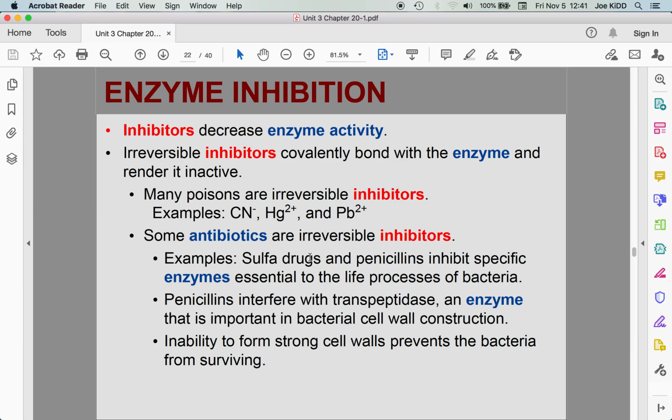So when someone experiences lead poisoning, there's no cure for lead poisoning. The damage that is done can never be reversed. However, what we can do is try and stop further damage from occurring. Again, many antibiotics are irreversible inhibitors as well. Sulfa-containing drugs, penicillins, other related drugs all inhibit specific enzymes that are essential to the life processes of bacteria. This means that the enzyme that the antibiotic goes after stops the bacteria from being able to reproduce, hence stopping the infection.